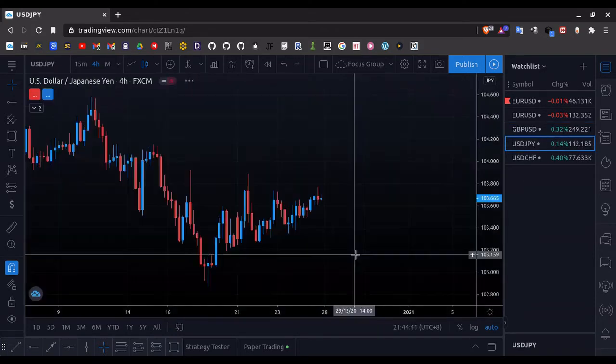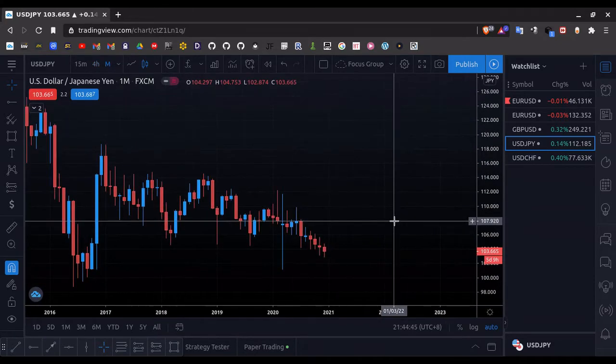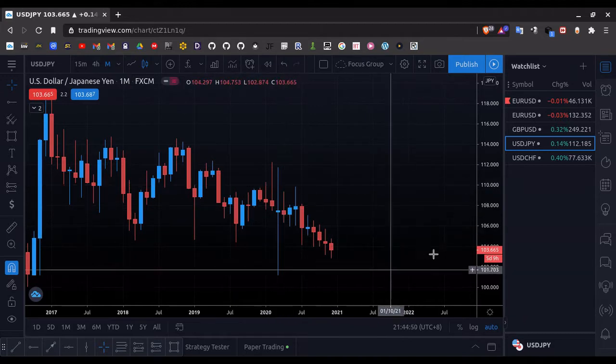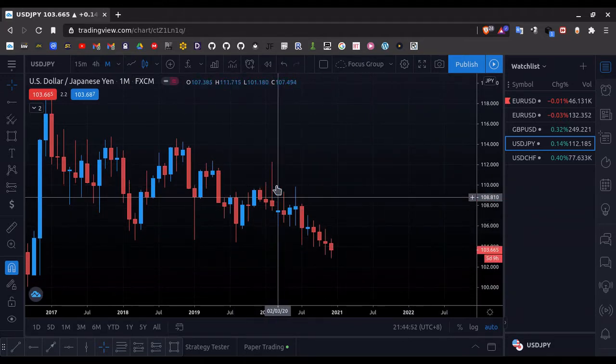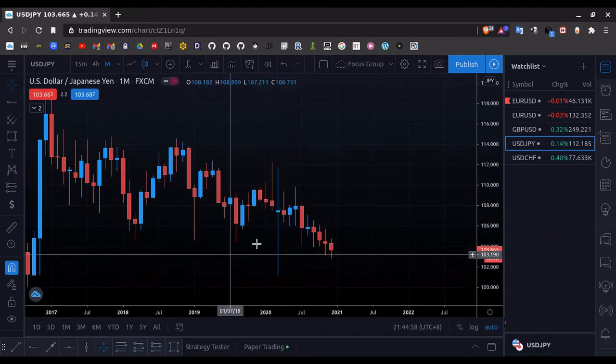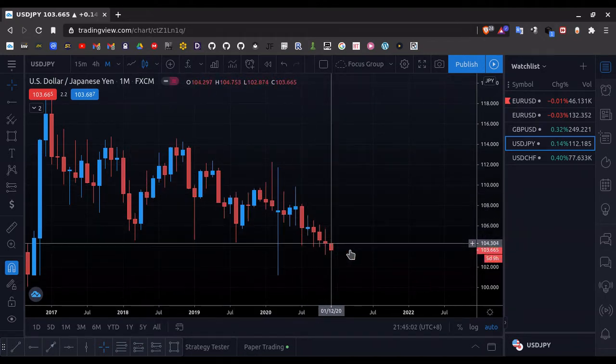And let's go to USDJPY. USDJPY, let's go on the monthly as usual. Let's see what's going on. Well, as you can see, it's a clear downtrend. We had this massive indecision candle here that basically wiped out all the buyers' stops that were lying down here, but it's still pretty much bearish.